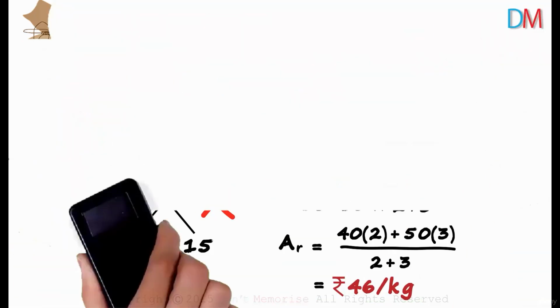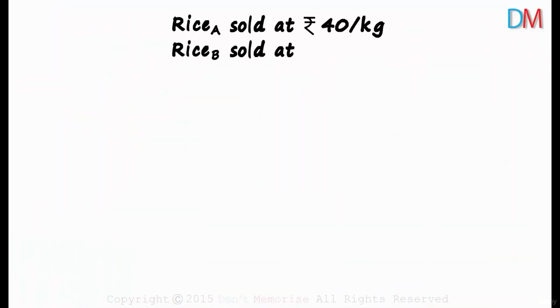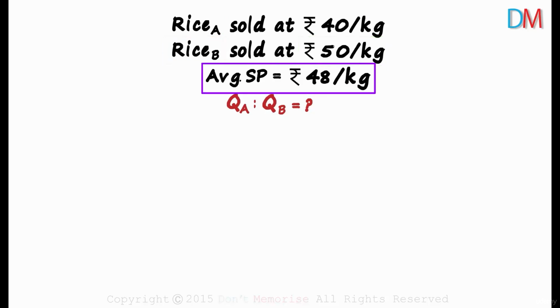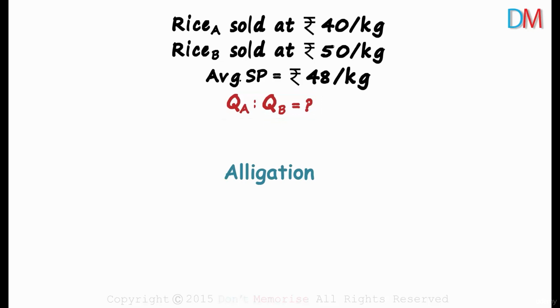Now let us quickly look at another example. Rice A is sold at 40 rupees per kilogram and rice B is sold at 50 rupees per kilogram. This time, we are given the resultant selling price by selling both rice A and rice B together. And we need to find the ratio of the quantities of rice A and rice B sold. Here we are asked for the ratio of quantities. By the rule of thumb, we should use the alligation concept here.